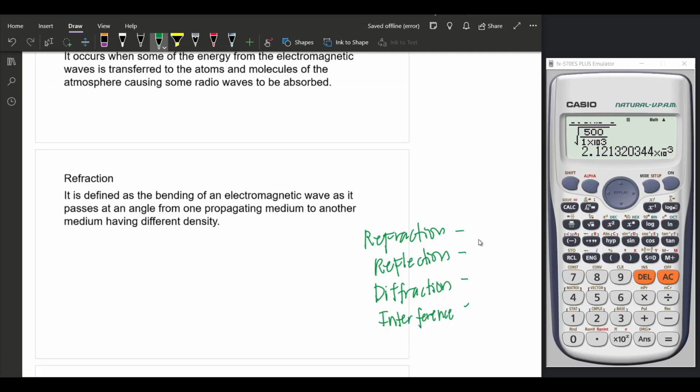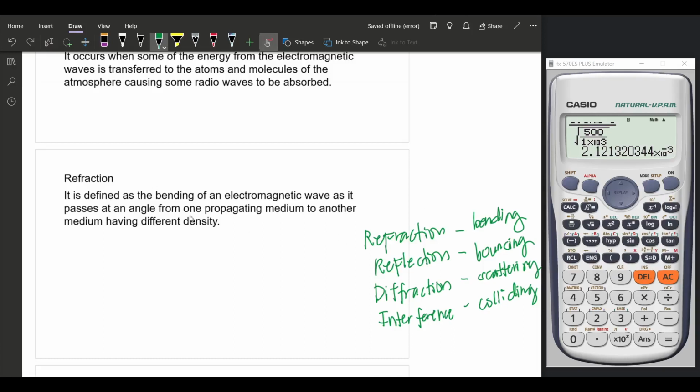Okay? So, ano yung mga terms na pwede nating i-relate dito? Like, simpler terms na pwede nating i-relate dun sa apat. For example, refraction. Ano ba yung meron sa refraction? It is the bending of the wave. Di ba? Reflection is the bouncing. Diffraction is the scattering. And interference is the colliding. So, those are the optical properties na meron din ang mga radio waves.